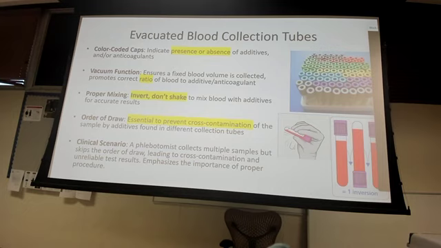So they all have this vacuum function. It ensures that the blood volume is collected properly and you have the right ratio of additive to anticoagulant versus blood. When mixing, please do not vigorously shake that. Please don't do that. Just make sure you're inverting it very carefully. It is very important that you use the correct order of draw so that you prevent any cross-contamination.